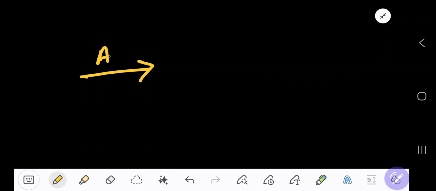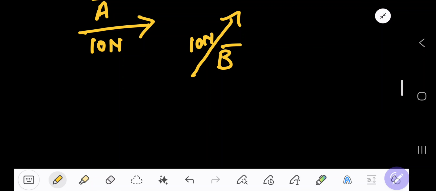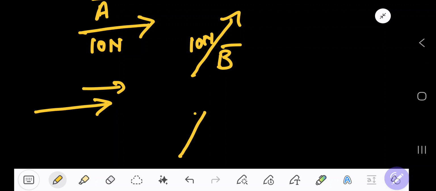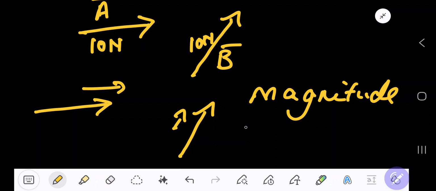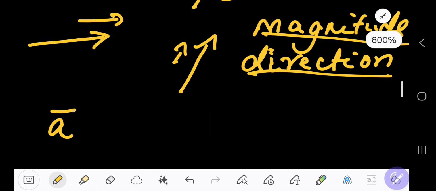So usually we represent vectors using arrows. Suppose we have a vector here, A bar, and another vector here, B bar. A bar is representing a force of 10 Newton, and so is B bar. So would both of these vectors be the same? Answer is no, because A bar is directed this way and B bar is directed this way. So even though their magnitude is the same, their direction is different.